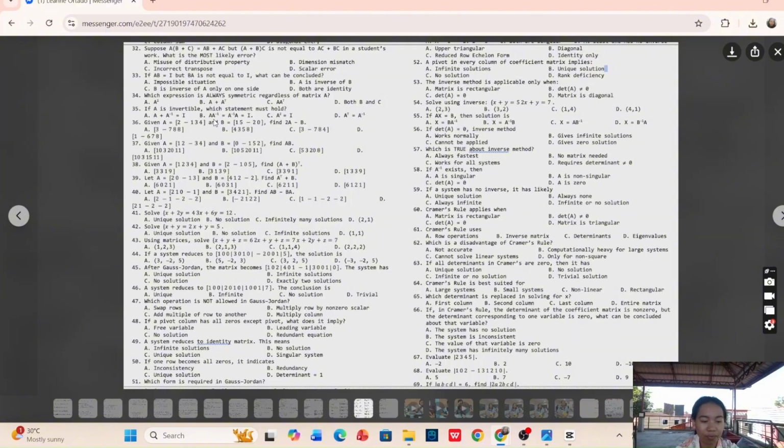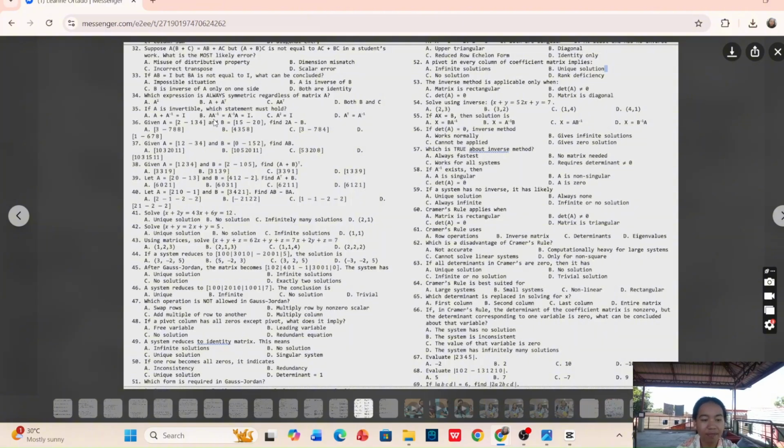Number 47. Which operation is not allowed in Gauss-Jordan? A. Swap rows, B. Multiply row by non-zero scalar, C. Add multiple of row to another, or letter D. Multiply column. So the right answer for number 47 is letter D. It's because column operations are not allowed in Gauss-Jordan elimination.